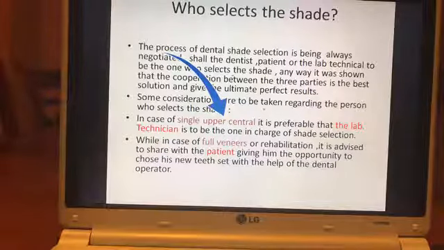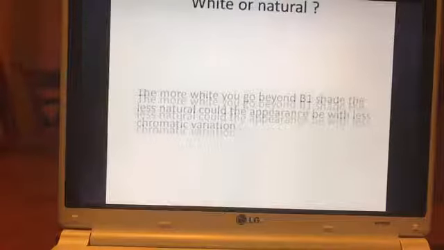If you are doing multiple teeth, for example 10 veneers in the upper area, in this case you can let the patient share with you in the color selection. Why not? Because it's not so critical, except if you do a single tooth. If you are doing 10 veneers or 8 veneers, share it with the patient. Let him choose the color, give him your opinion, then both have a good practice.